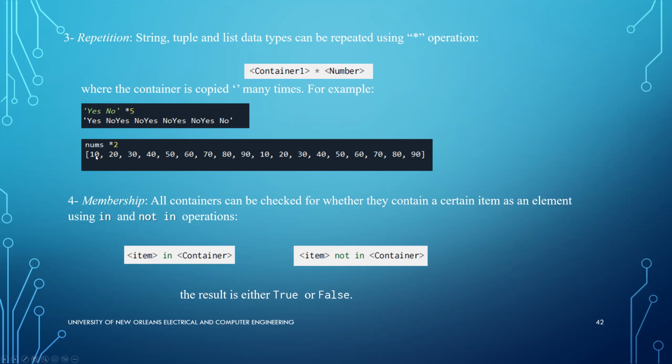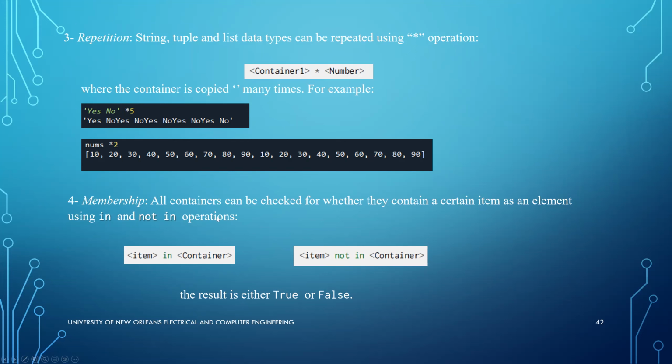Same with numbers or lists, right? For example, if we go back to our original nums, if I say nums times 2, it basically replicates the information twice, right? So you can see here.